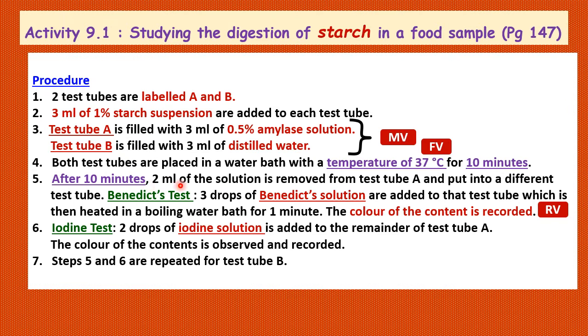So after 10 minutes, 2 ml of the solution is removed from test tube A and put into a different test tube. So we're going to test for reducing sugars using the Benedict solution. So this is called the Benedict's test. 3 drops of Benedict solution are added to the test tube containing the sample of solution from A, which is then heated in a boiling water bath for 1 minute, and the color of the content is recorded.